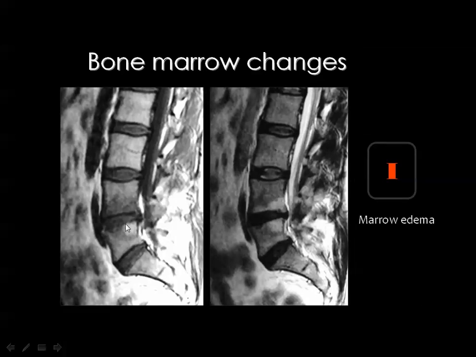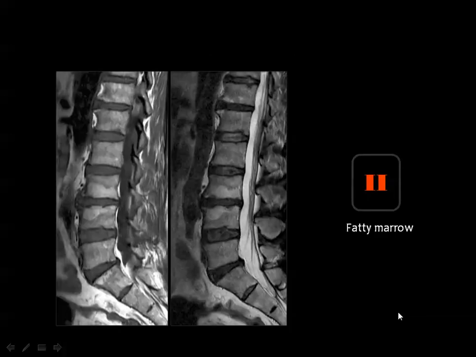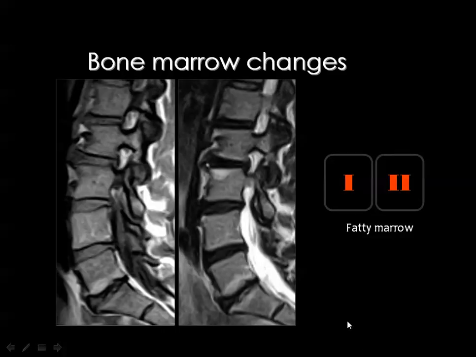And this is also bone marrow edema, and you see low signal in the T1 and high signal in the T2 weighted images, denoting stage 1 or type 1 bone marrow degeneration. Then fatty deposition, or fatty conversion of the bone marrow in the vertebral end plates at the level of the affected disc, will appear bright in the T1 and relatively less bright in the T2 weighted images. And this is an example of both types.